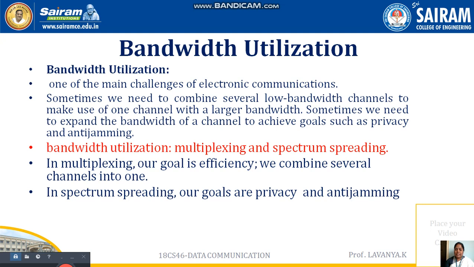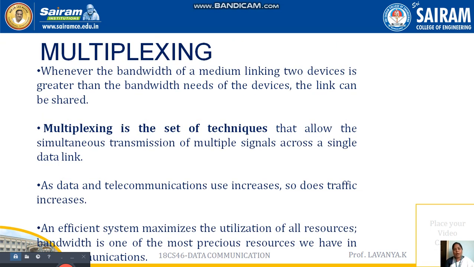In the multiplexing method, our major goal is to combine several or multiple channels into one channel. That is the main goal of the multiplexing method. In the spread spectrum method, bandwidth is used to provide privacy and anti-jamming. Now I am going to explain what multiplexing is.